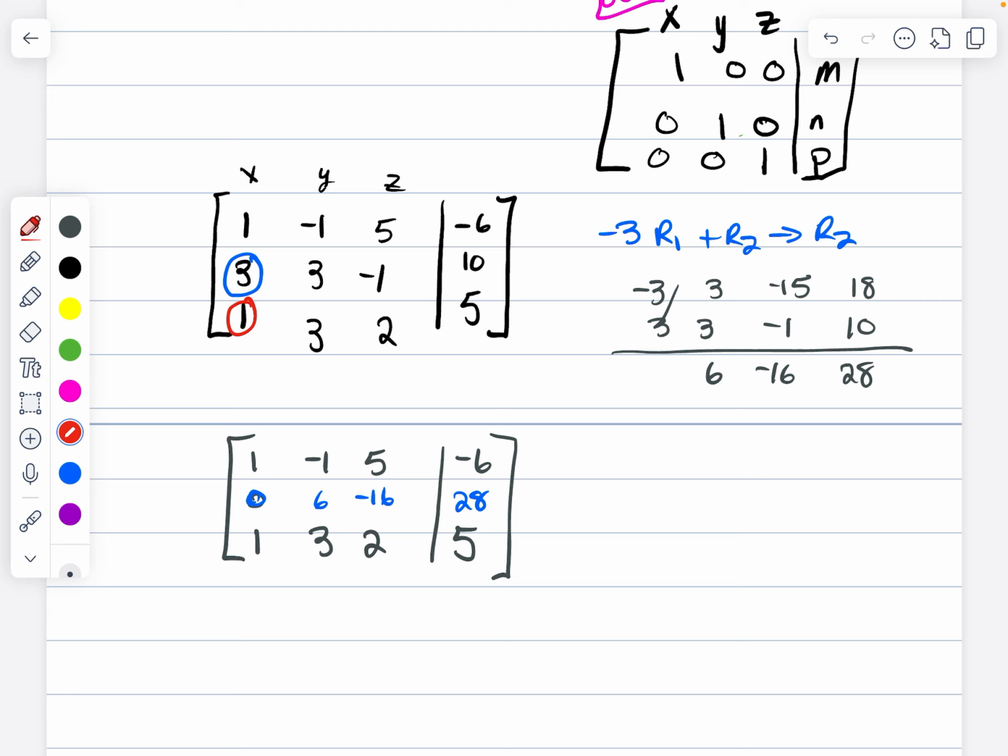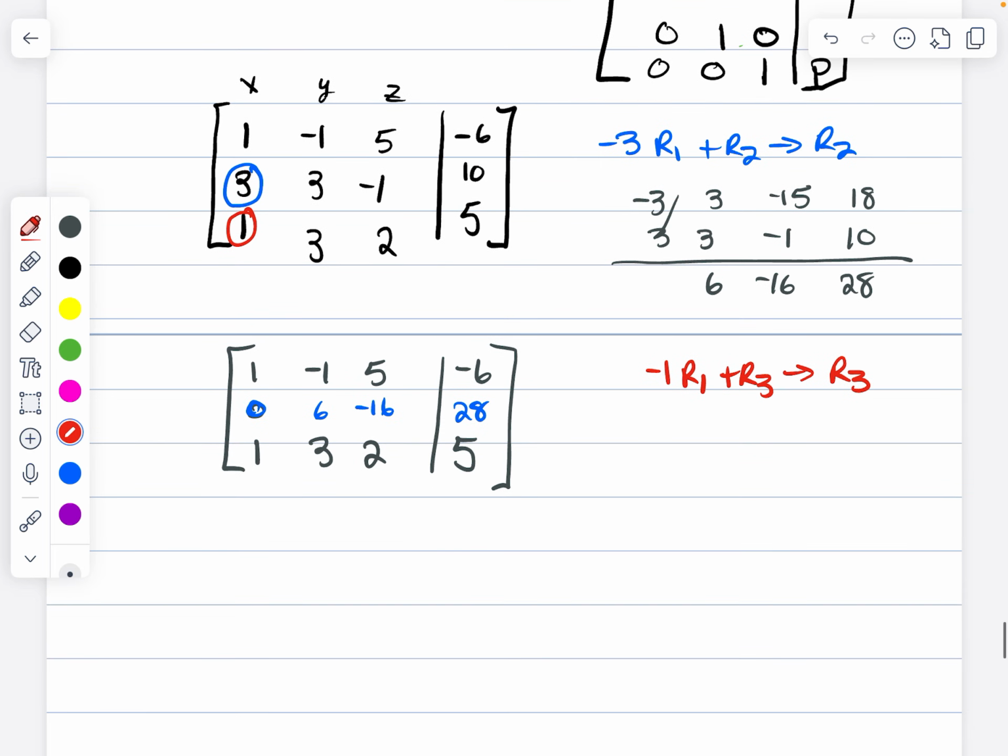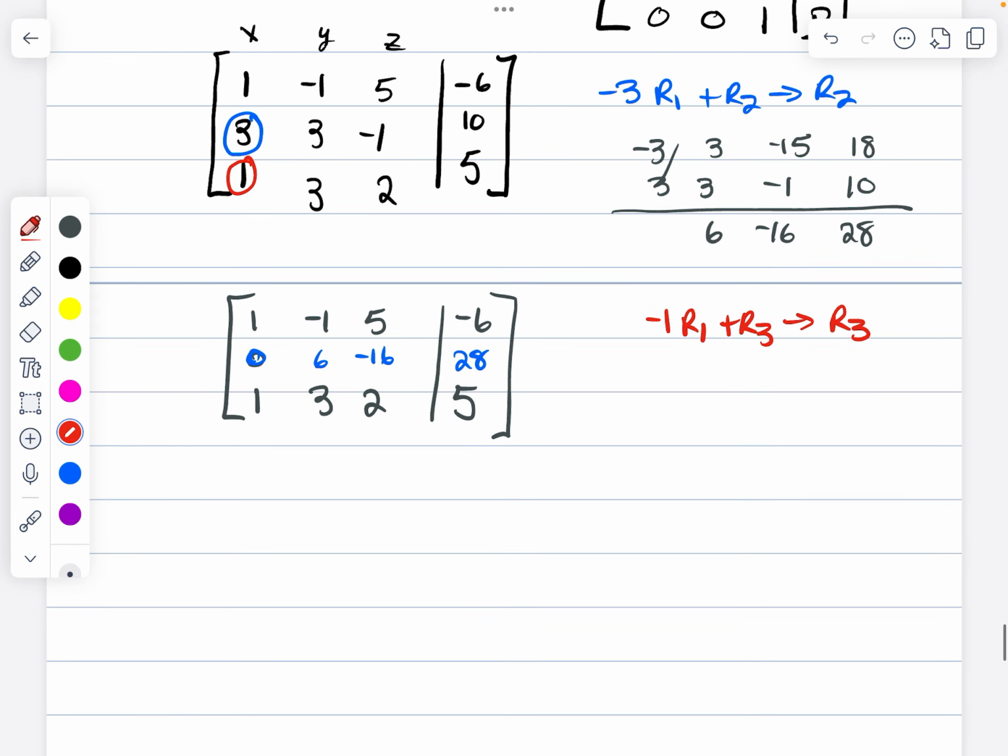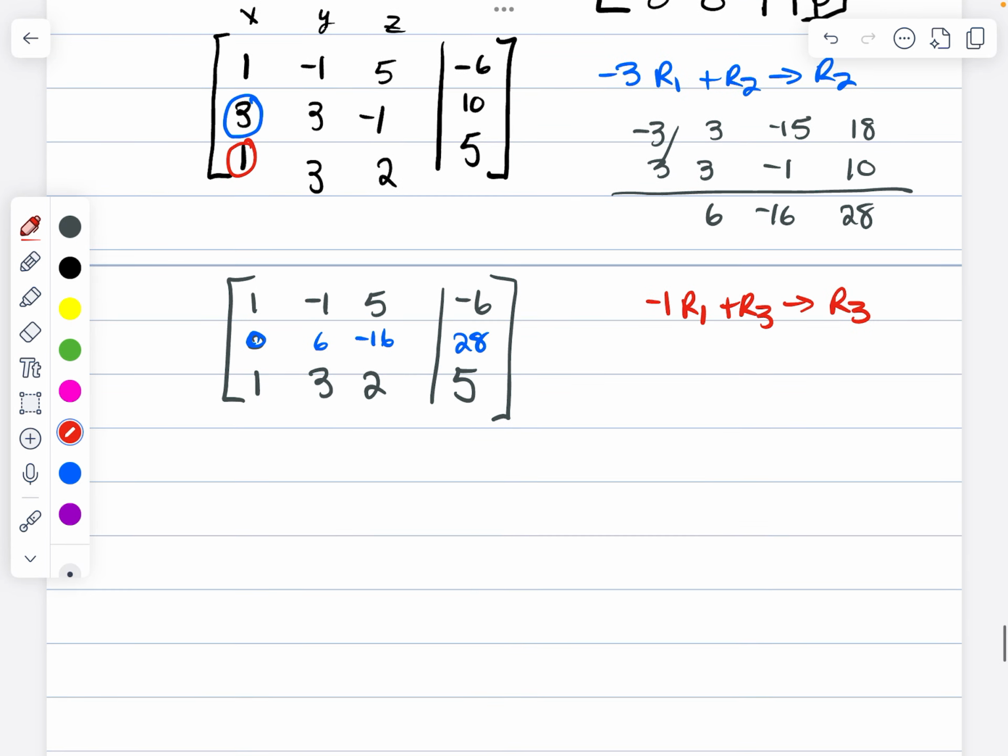But now we need this one to be 0. So what we're going to do is multiply negative 1 by row 1, add it to row 3, and replace it in row 3. This is going to allow there to be a 0 in the first column for row 3. All right, so what is that result then?